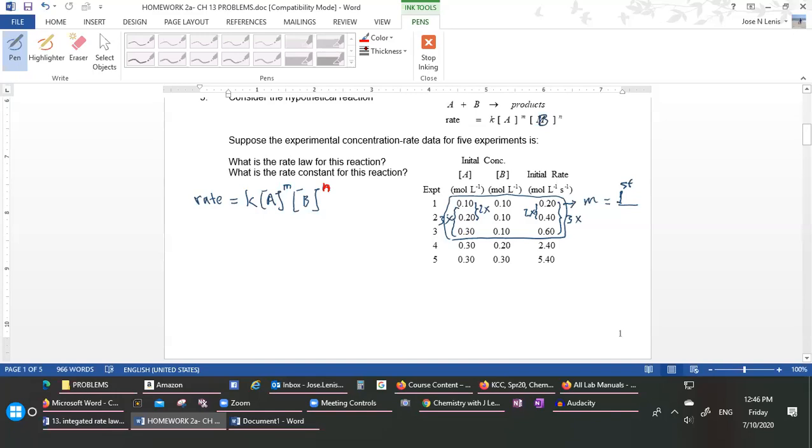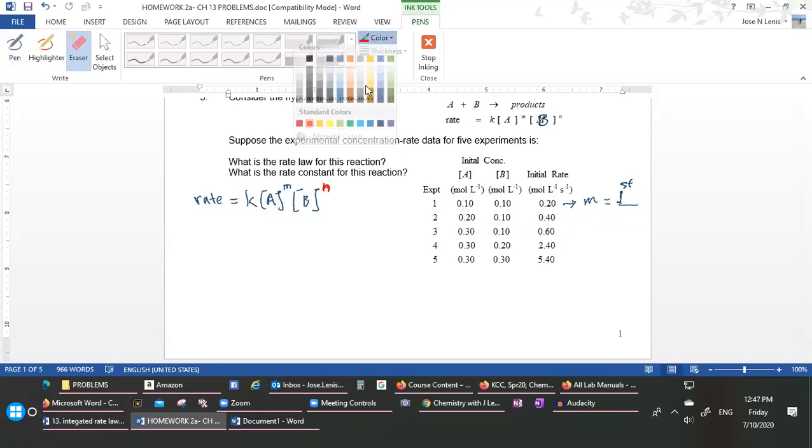And you know what? Since you already took note of that, I want to erase here so you don't get confused. And it's easy because you have the video, you can play it back to see what the previous number was. All right. Now let's find N. We are going to keep concentration of A constant, which is this set of experiments.